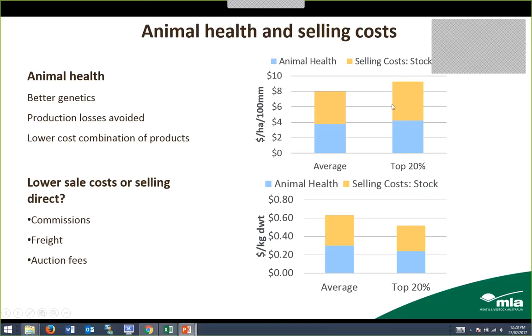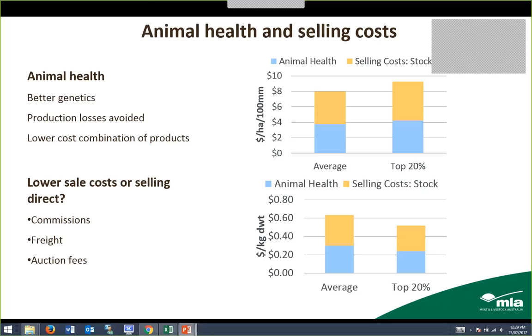Both move from being more in gross terms to a lower cost per kilo produced. Okay, so the graph demonstrates that on a per hectare per 100 mil of rainfall, the top 20% spend more on animal health and selling costs. However, per kilogram of meat produced, the expenditure is less. So that reflects the productivity of the systems, and that sometimes you actually need to spend more to get commensurately more production.